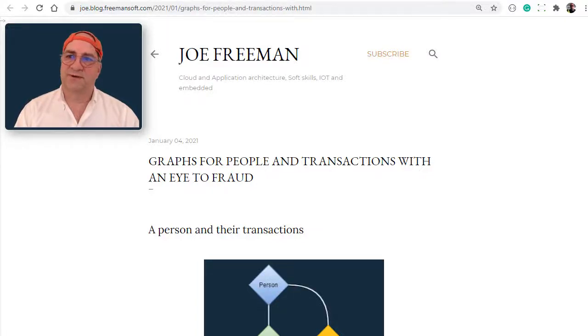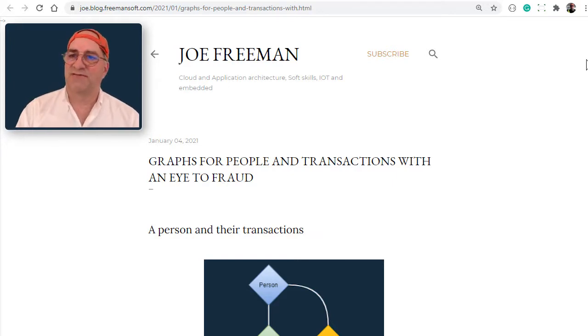This is another talk where I started off wanting to talk about something completely different and started working on pictures and ended up with this. So here we are looking at graphs, graph databases, graph models to model people and their transactions. In this case, we're going to do credit card transactions. And the basic idea here is we're kind of taking a fraud view of this.